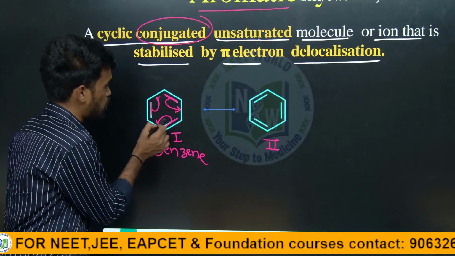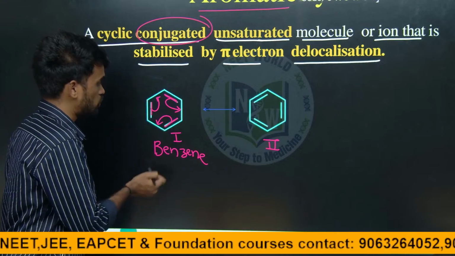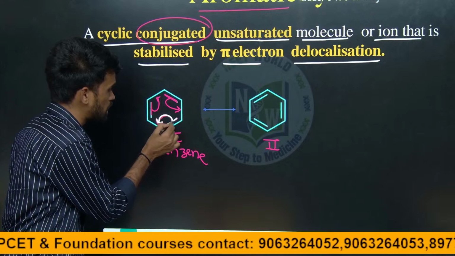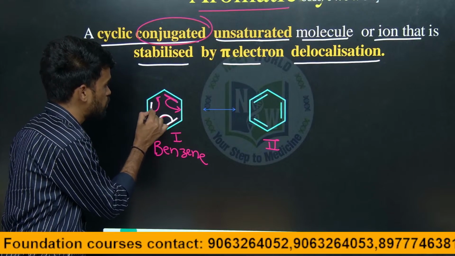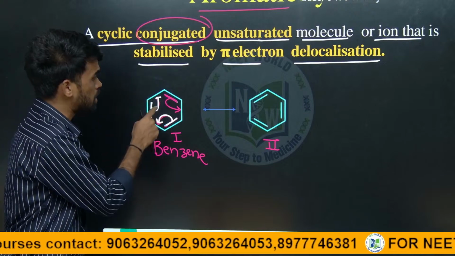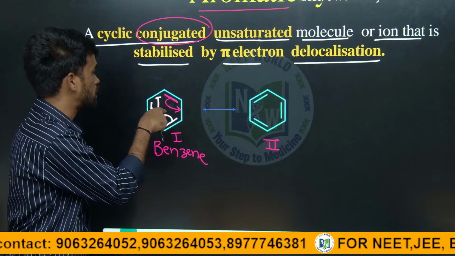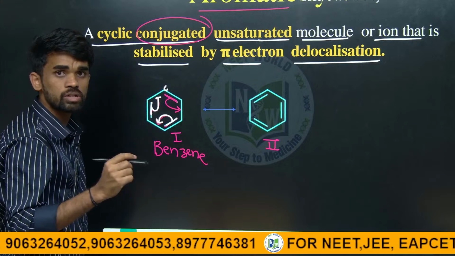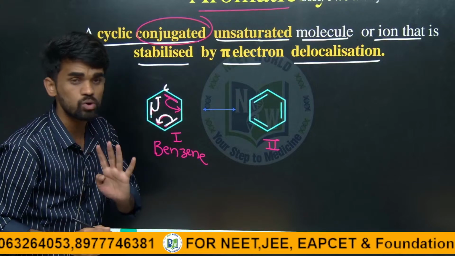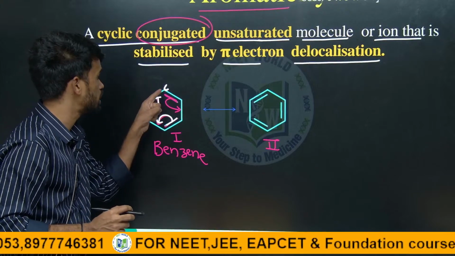Now once again look here at how the conjugation takes place. The pi bonds are at alternate positions. Therefore, when this pi bond is localizing from here to here, this will be moving from here to here. Why is this conjugation happening? Because each carbon should obey the octet rule. It should have only four covalent bonds around each carbon.